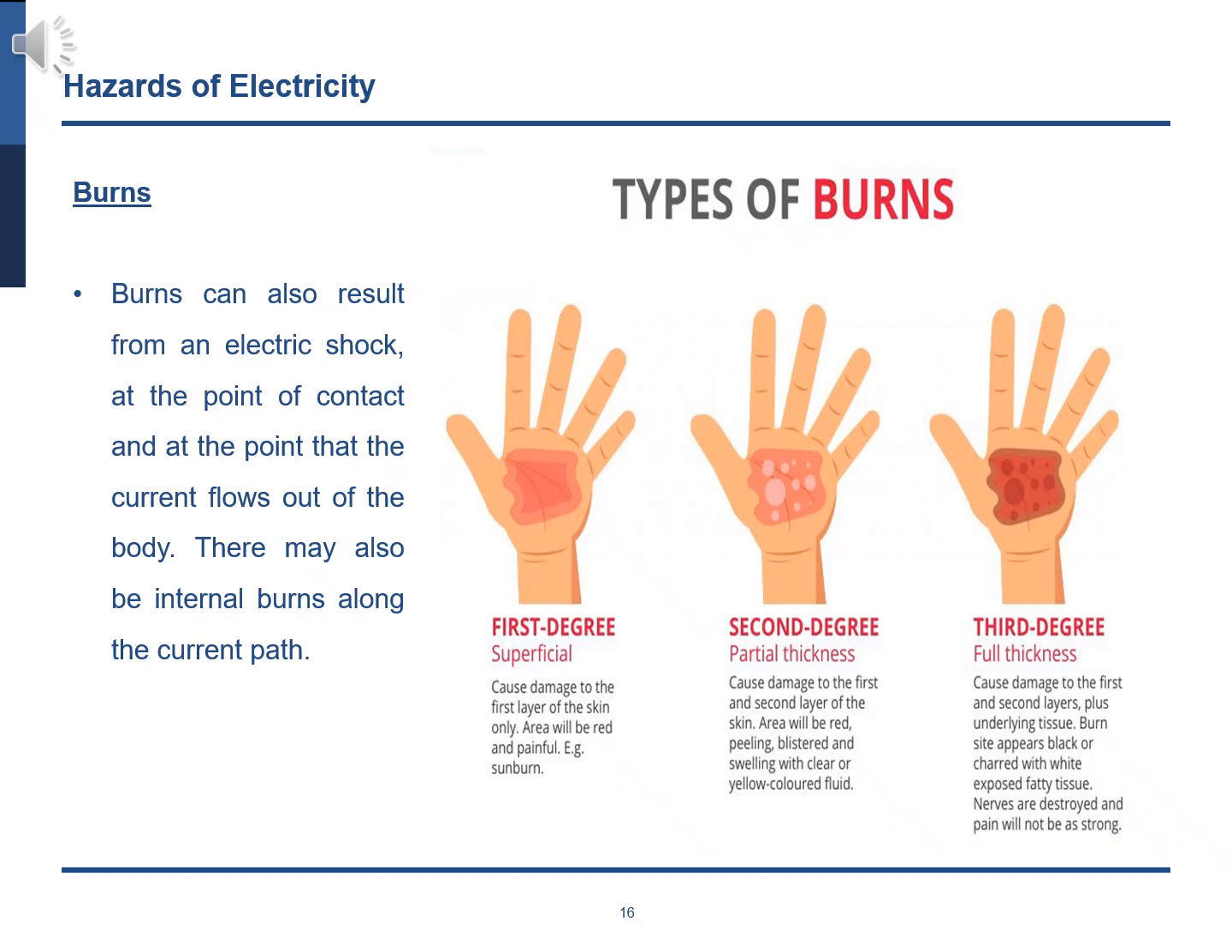Second-degree burns. These burns affect both the outer layer, epidermis, and the underlying layer, dermis, of the skin. They cause redness, swelling, pain, and blistering. The skin may appear shiny and wet.